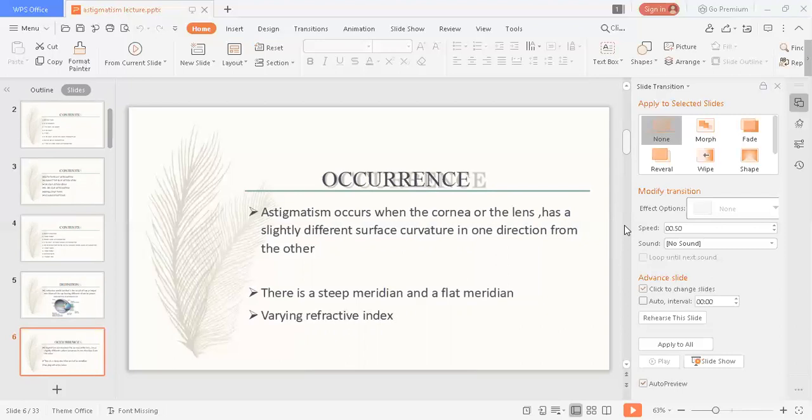So corneal astigmatism is very easy to understand. The vertical meridian of the cornea may have a different curvature than the horizontal meridian. Or in case of the lens, this may also happen, or there may be a difference in the refractive index in the two meridia. That will lead to astigmatism.